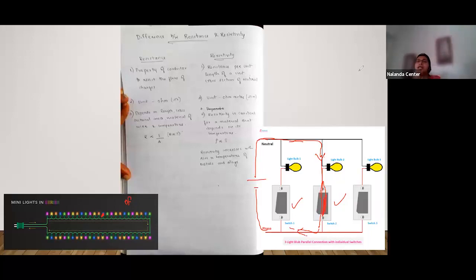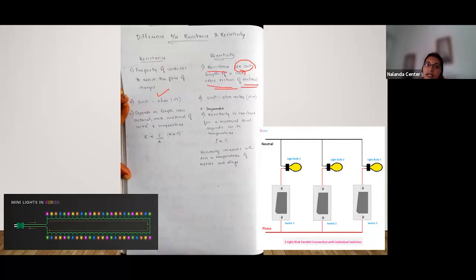I'm coming to resistance and resistivity. See, what is resistance? Resistance is the property of a conductor which resists the flow of charges. What is resistivity? It is the resistance per unit length and unit cross section of a material. This is the same as resistance, but per unit length and per unit cross section of a material. That is resistivity. The unit of resistance is ohm, the unit of resistivity is ohm meter.